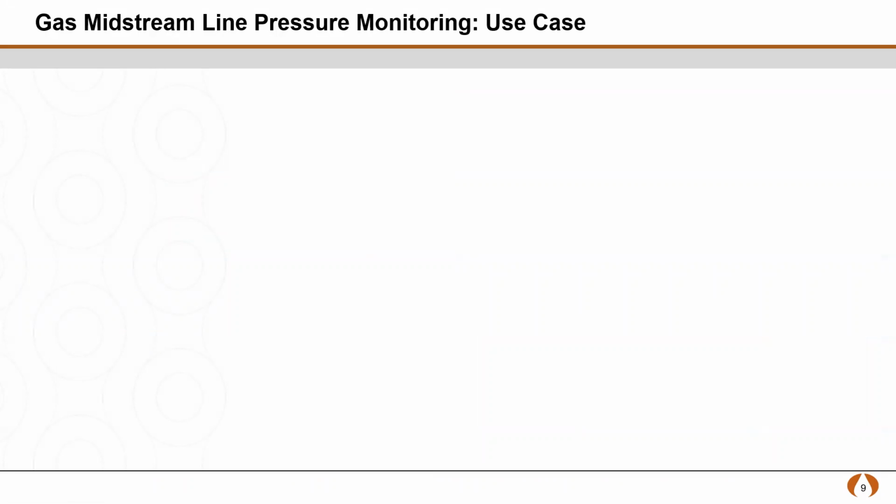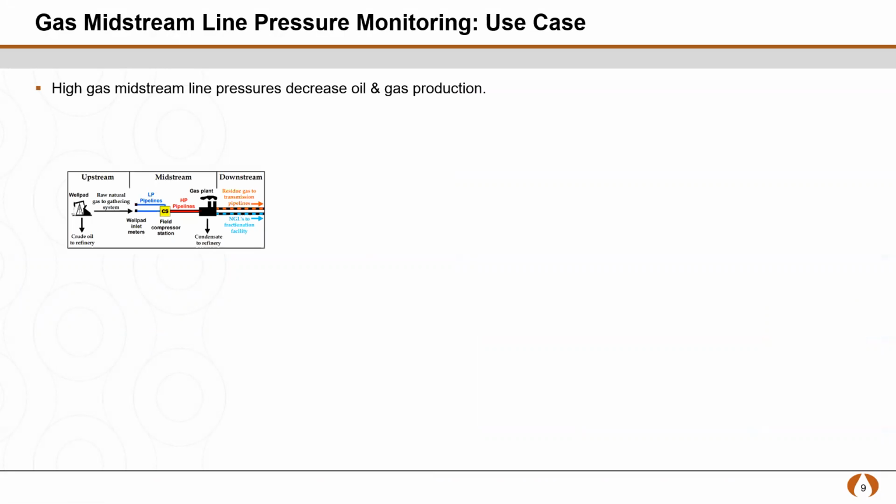All right, so on to our first use case at PDC Energy, and that is the gas midstream line pressure monitoring in real time. So high gas midstream line pressures decrease oil and gas production, and that is not good for us because we want to produce as much as possible, as safely and efficiently as possible. So a little background on what gas midstream is.